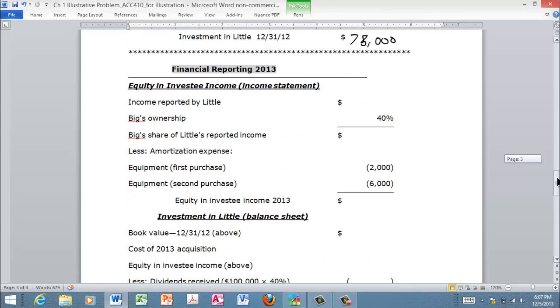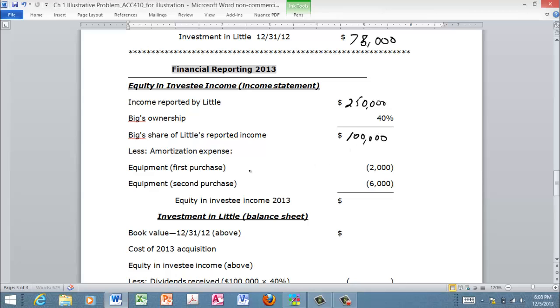2013, what are we doing? Okay? Little had income of $250,000. Now, remember what happened is I increased my ownership percentage by 30%. So now during 2013, I own 40% of that company. The company earned $250,000. So my share of that is $100,000.